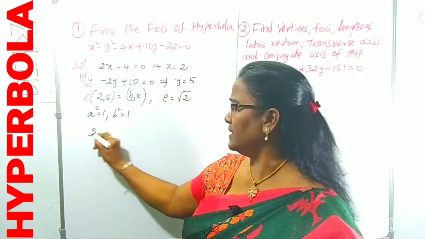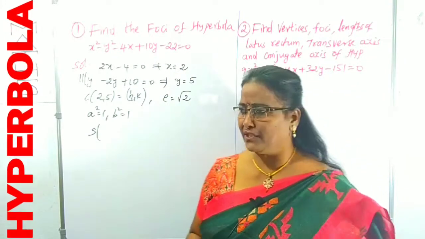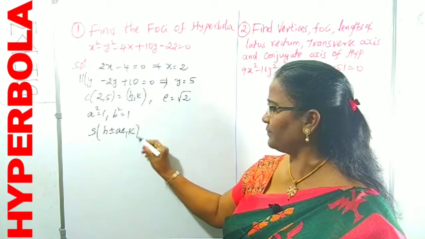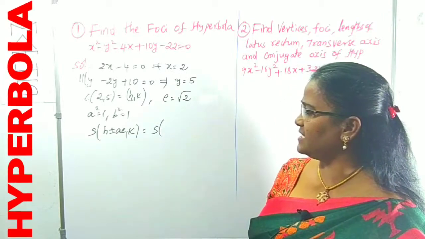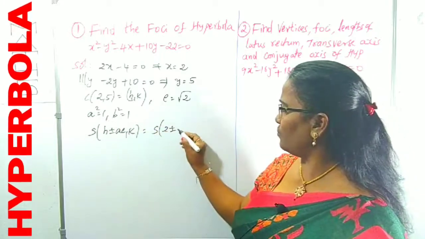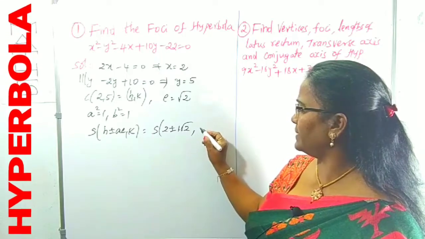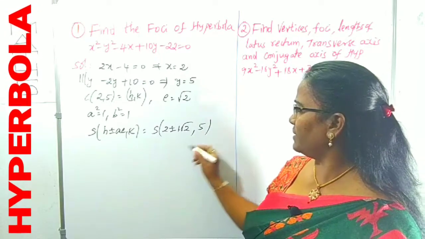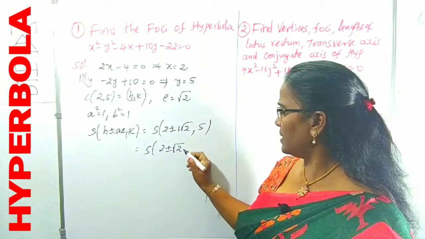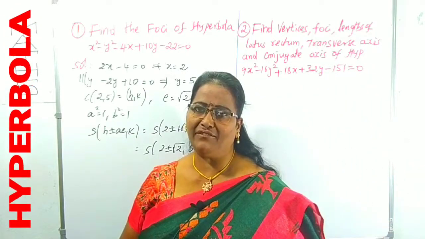This is clearly a transverse hyperbola along with being a rectangular hyperbola. So the foci are h plus or minus a e comma k. Here h is 2, plus or minus a, which is 1, and e is root 2, so 1 into root 2, comma k, which is 5. Therefore the foci are 2 plus or minus root 2 comma 5. That's it. This is our required foci of the given hyperbola.